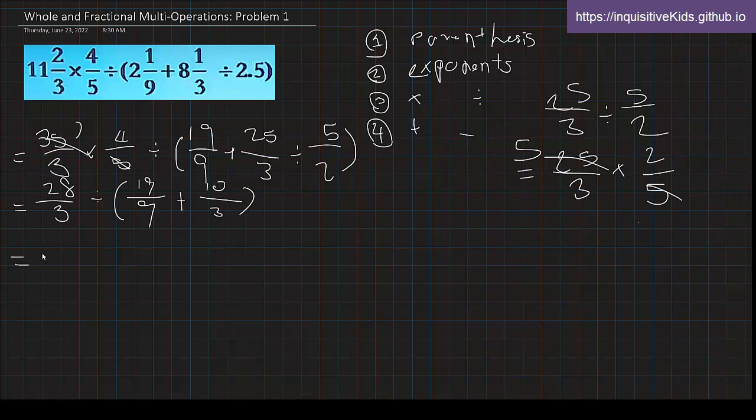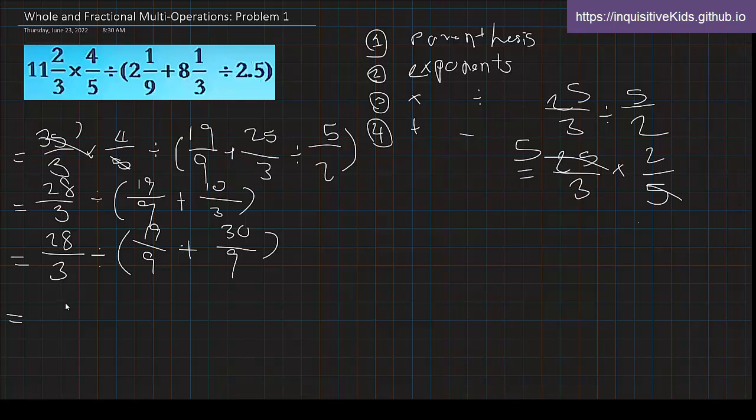Alright, so we leave this 28/3 outside of the parentheses, and over here we're going to add 19/9 with 10/3. Can we add these? Not yet, because we need to have common denominators first. The LCM, least common multiple, of 9 and 3 is 9. So the first fraction stays the same. We multiply both the top and bottom of 10/3 by 3, so the denominator becomes 9 and the top becomes 30. Alright, so what's 19 plus 30?